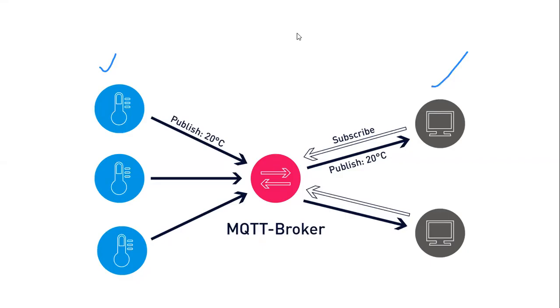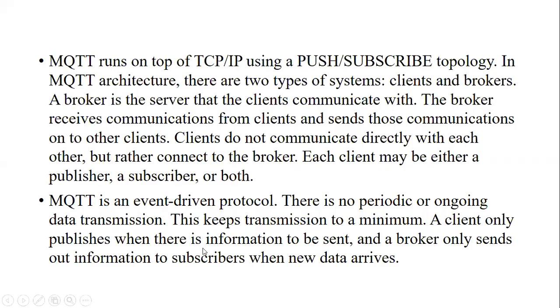So this works on the publish subscribe model. The broker receives communication from the client and sends it to the other clients. The clients do not communicate directly with each other. There is a need for one broker in between the clients. A client may be a publisher or a subscriber. Both are clients. A publisher is also a client and a subscriber is also a client. So the publisher as well as the subscriber both communicate with the help of the broker.